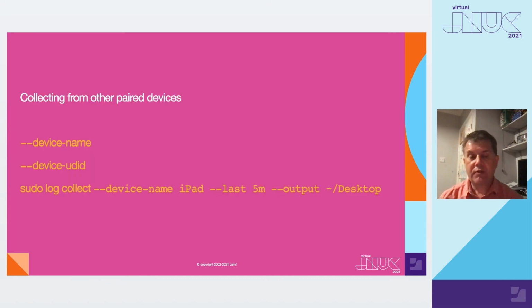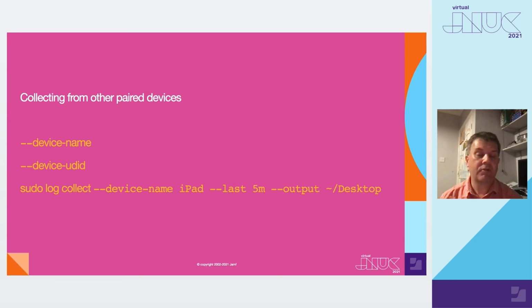But really useful is you can also grab log files from other devices like iOS devices, iPads or iPhones. So you can attach the device via USB cable. So long as you click or tap the trust button when it pops up on the device, you can use the log command to collect the logs from that device. So you can just do a sudo log collect, and then you can either specify the device name or the UDID of that device if you know it.